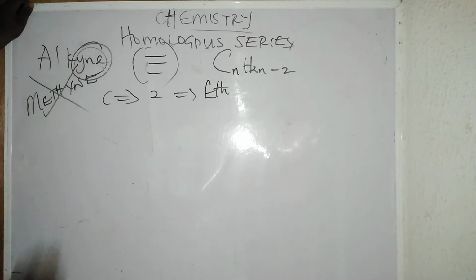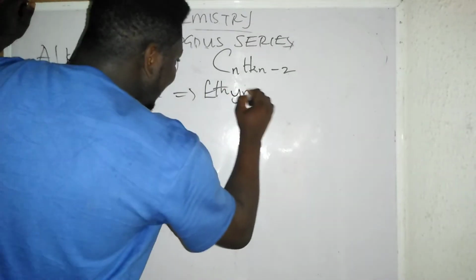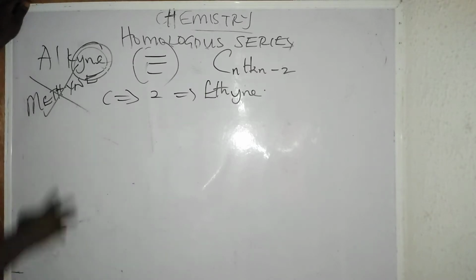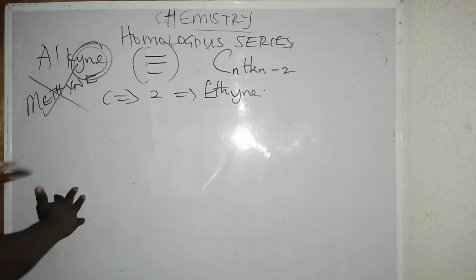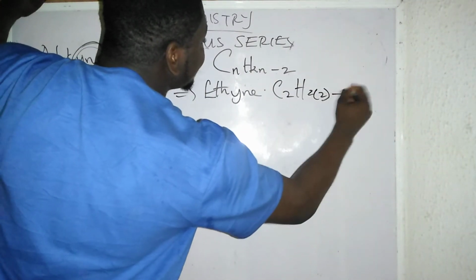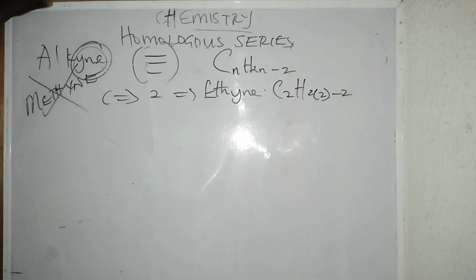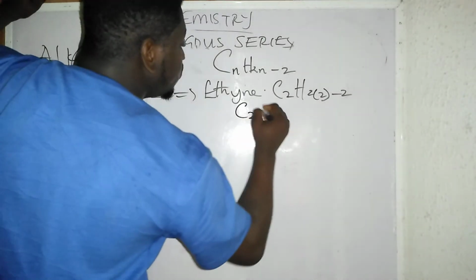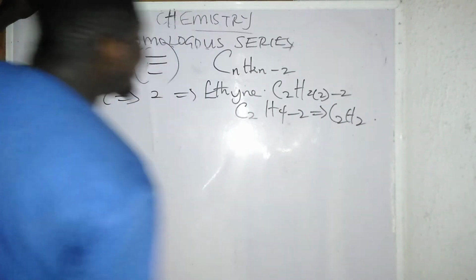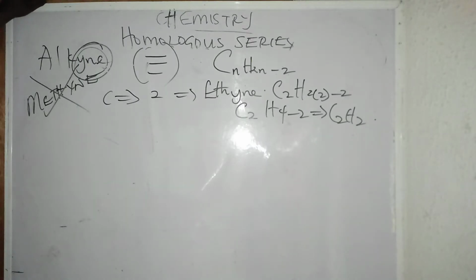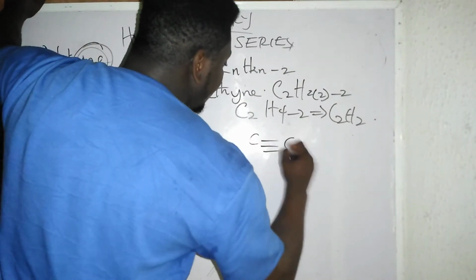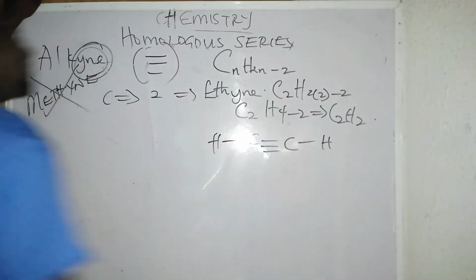So let's bring back the root name, which is ethane. Substituting the number of carbon into the equation, we have C2H2 times 2 minus 2. So we are going to have C2H4 minus 2, which will give us C2H2 as the first member of the alkyne family. And the structure of the alkyne is C triple bond C, giving us this.